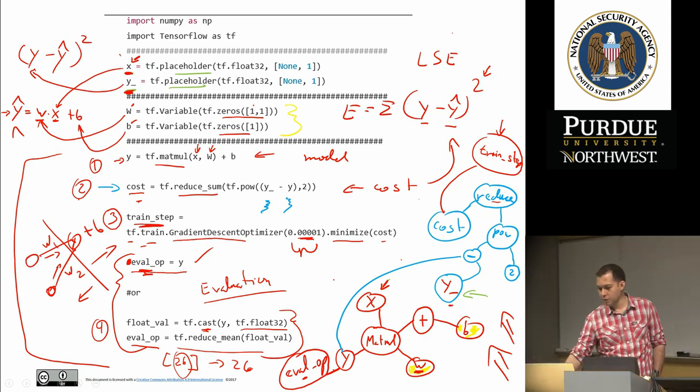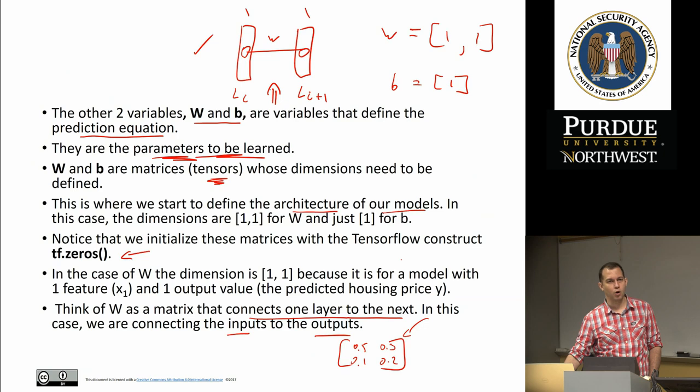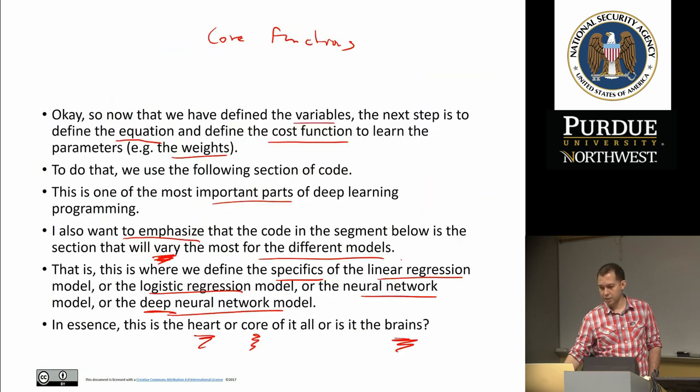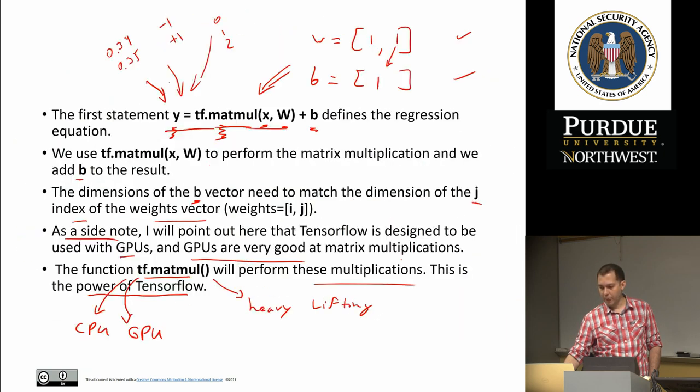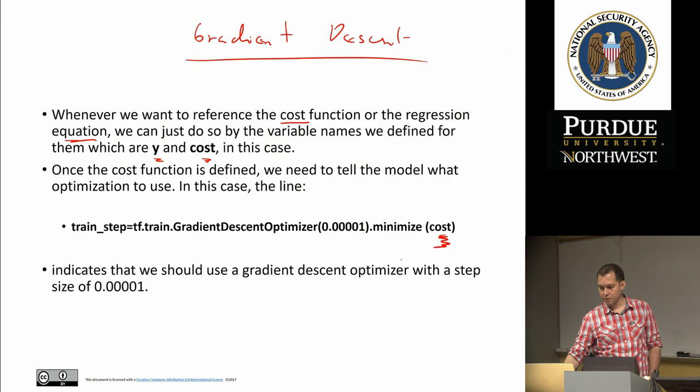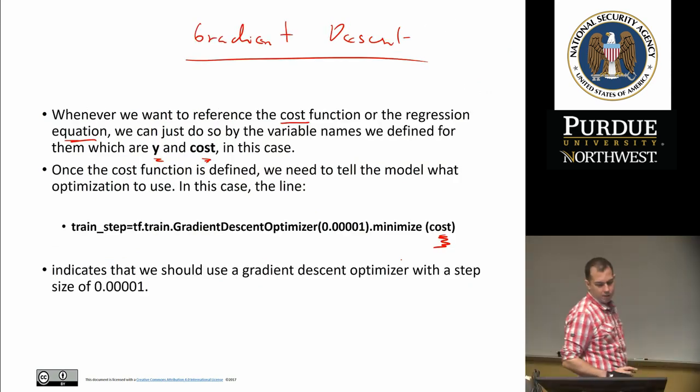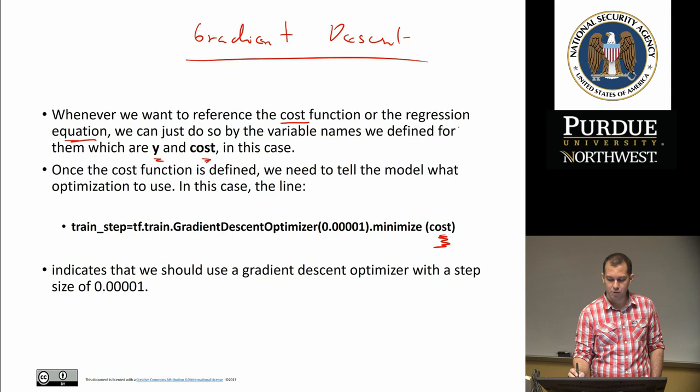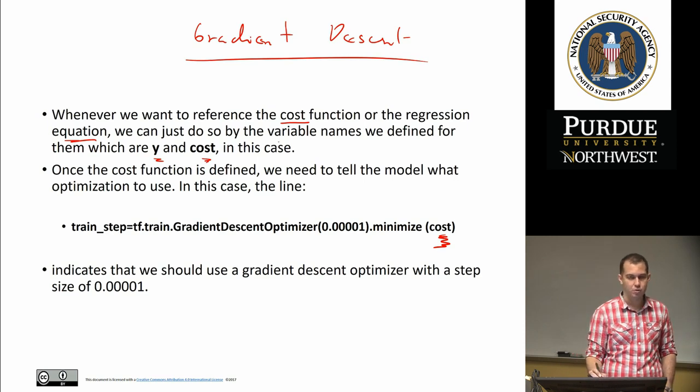So whenever we want to grab an element, we just have to call the name of the node that is pointing to it. Whenever we want to reference the cost function or the regression equation, we can just do so by the variable names, that is the names of the nodes that we defined for them, which in this case are y and cost.